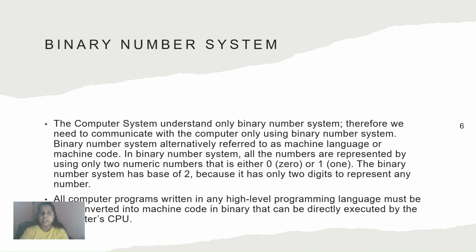The computer system understands only the binary number system. Therefore, we need to communicate with the computer only using the binary number system. The binary number system is alternatively referred to as machine language or machine code. In the binary number system, all numbers are represented using only two numeric digits, either 0 or 1. The binary number system has a base of 2. Because it has only two digits, it can represent any number.